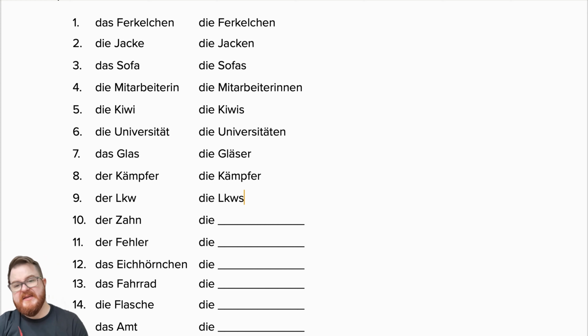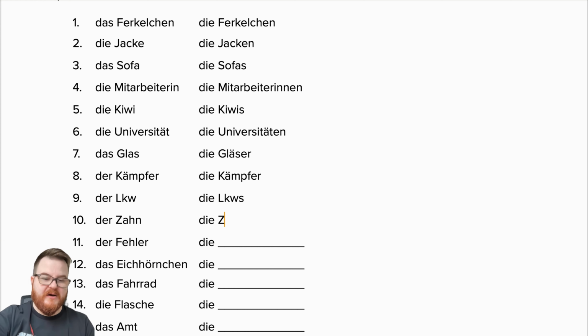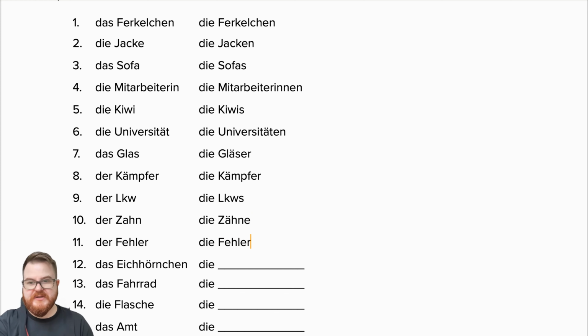Der Zahn is a masculine one-syllable noun, but it doesn't only take an E. This is one of our exceptions. In this case, we need to have an umlaut and an E, die Zähne. Der Zahn becomes die Zähne. Der Fehler ends in er, the mistake. So mistakes, die Fehler. No change to the noun. Eichhörnchen ends in chen, so no change to the noun. Das Eichhörnchen becomes die Eichhörnchen.